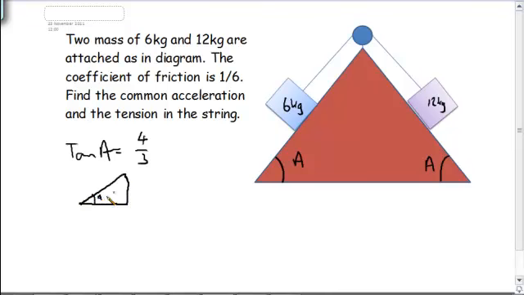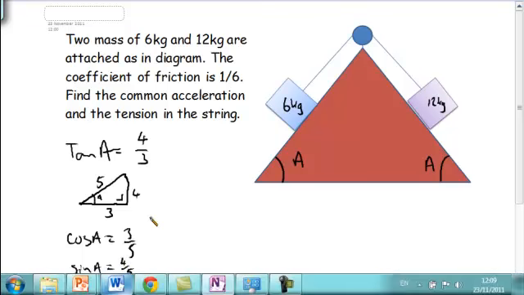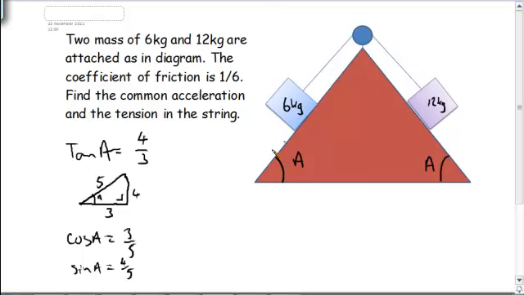If that's A, opposite is 4, adjacent is 3, you can use Pythagoras' theorem and the hypotenuse works out to be 5. So if you're given tan A is equal to 4/3, you know that cos A is equal to adjacent over hypotenuse, 3/5, and sine A is equal to 4/5, opposite over hypotenuse. So now we'll be able to work out the components of acceleration that work down the plane.